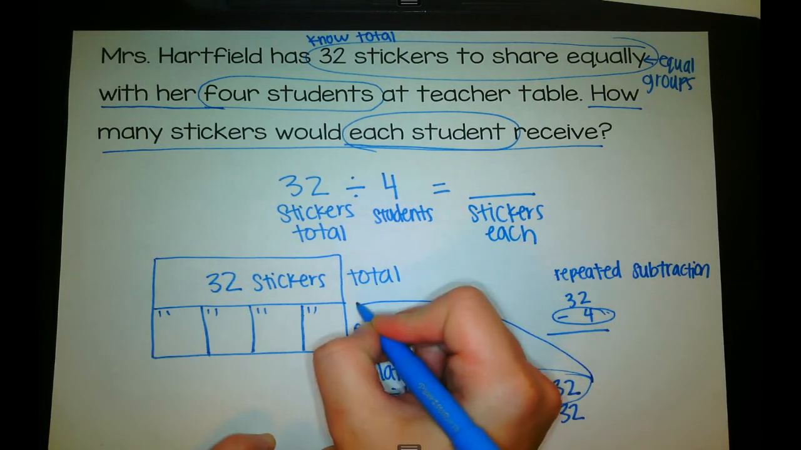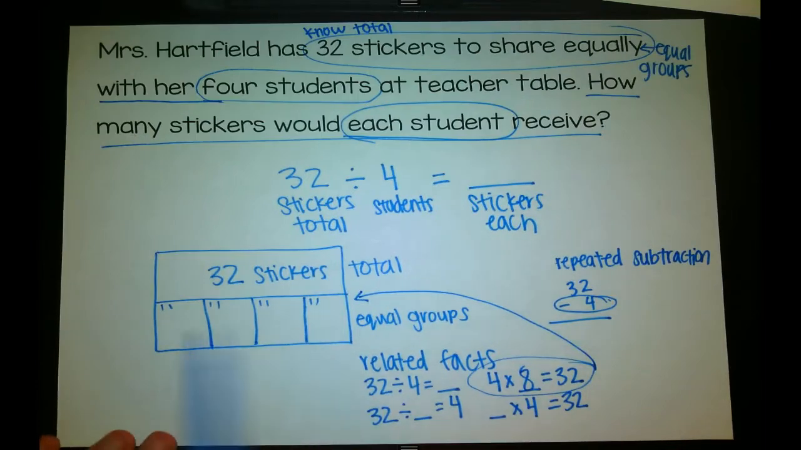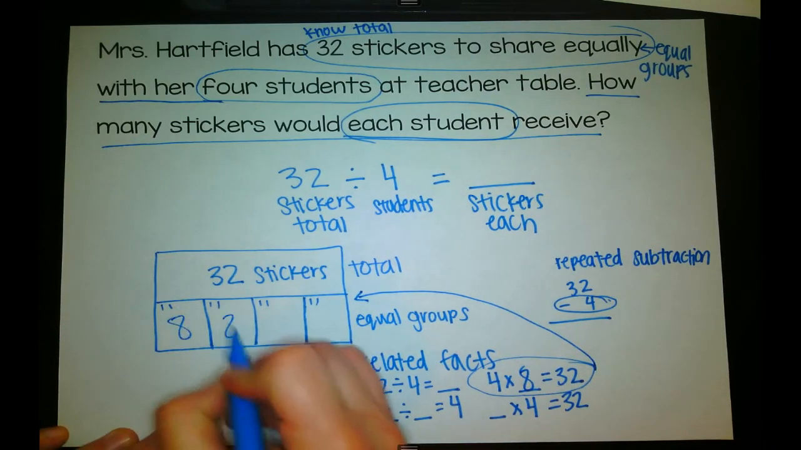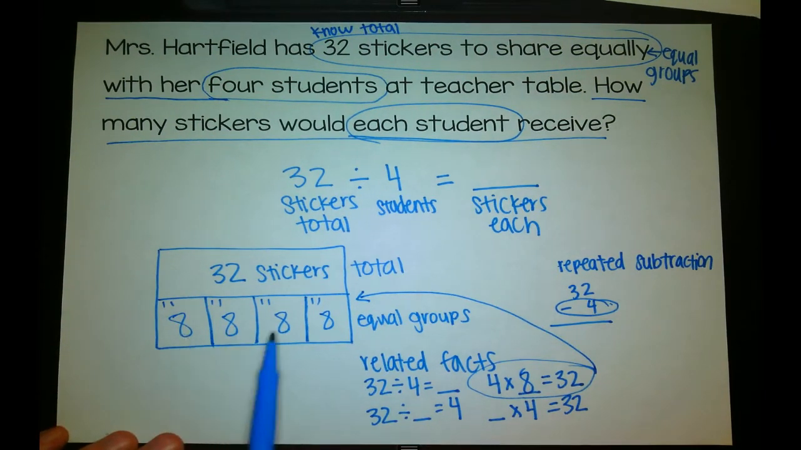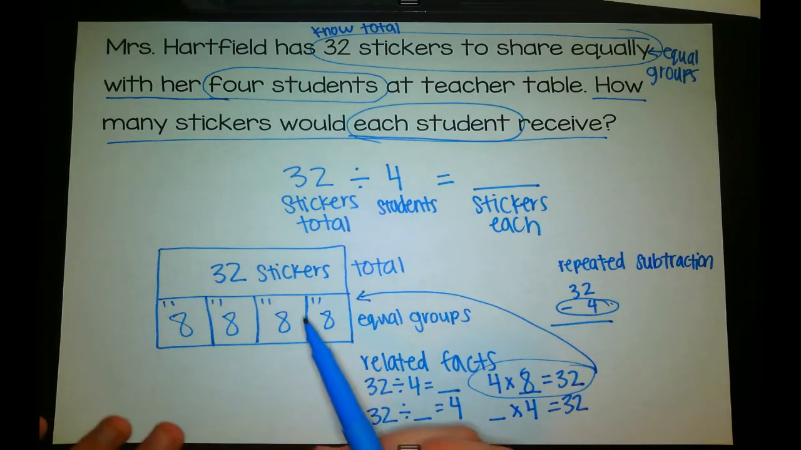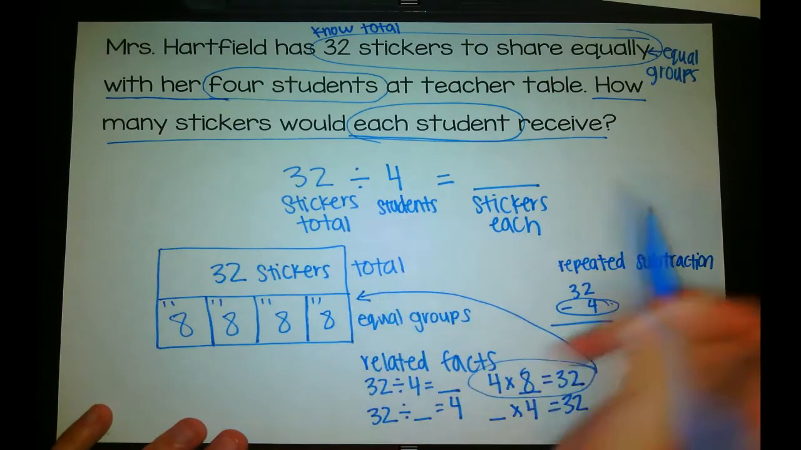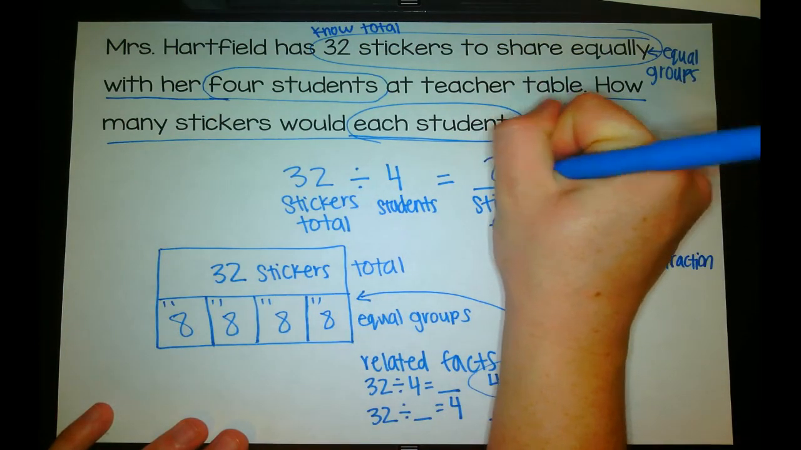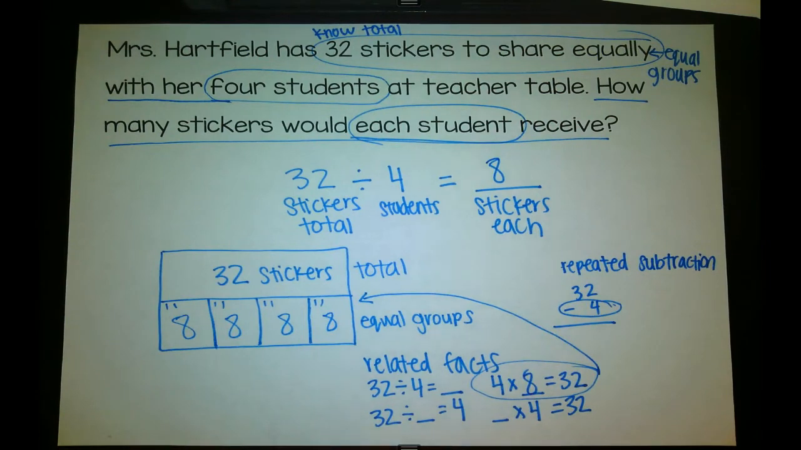I'm going to go ahead and fill it in on my strip diagram up here. So 4 groups of 8 equals 32 total stickers. If I were to go back and add 8 plus 8 plus 8 plus 8 to check myself, it would equal 32. So if Mrs. Hartfield has 32 total stickers and she's going to share it with 4 students, each student would receive 8 stickers.